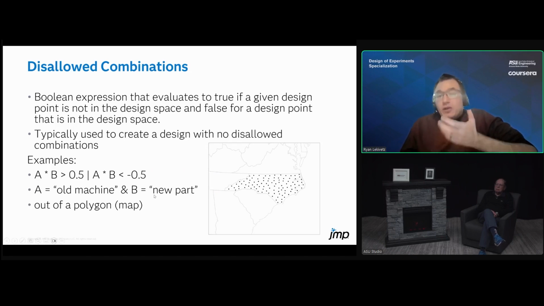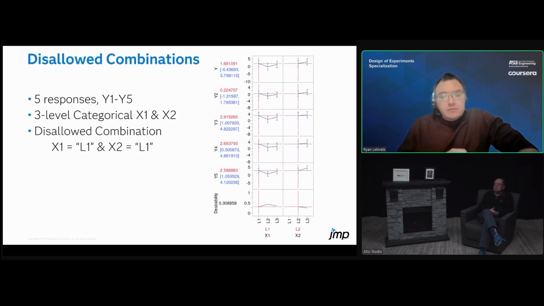Right. And so with these disallowed combinations, it's very hard to tell what an experimenter may throw at it for their disallowed combination. Here's just a simple example. I have 5 responses, Y1 to Y5, and 2 3-level categorical factors. Now, what do we see here?